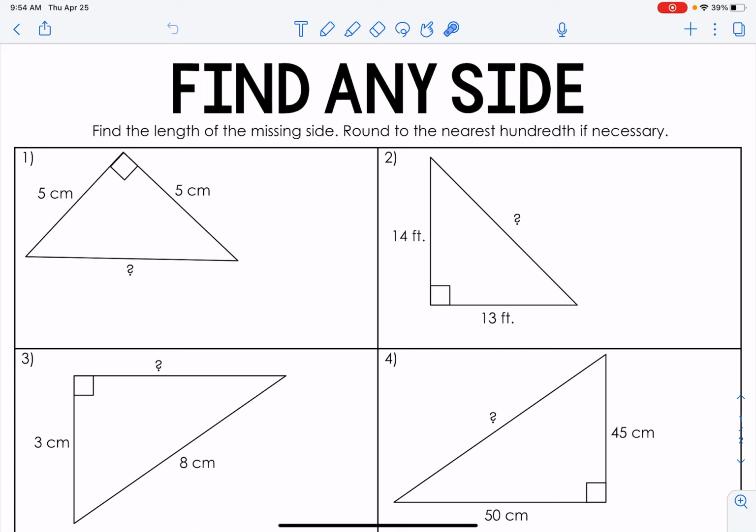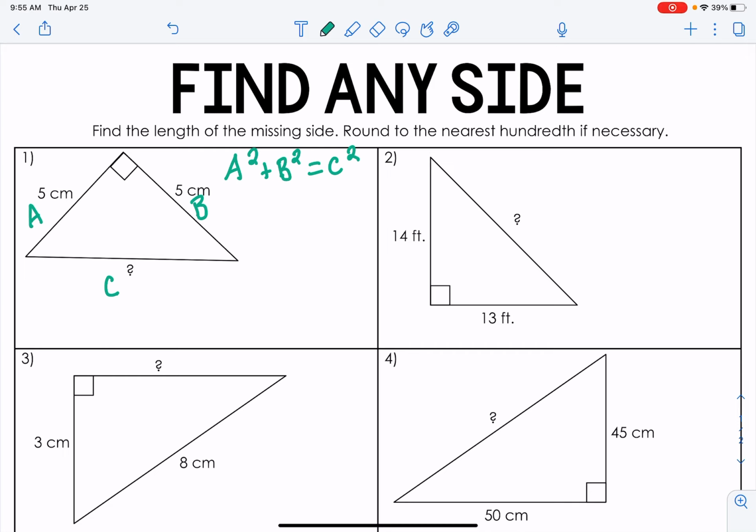Number 1 gave us both legs. So they gave us the A and the B. We are trying to find C. Remember, our formula for Pythagorean theorem is a squared plus b squared equals c squared. All right, we're going to next substitute in the numbers we know.